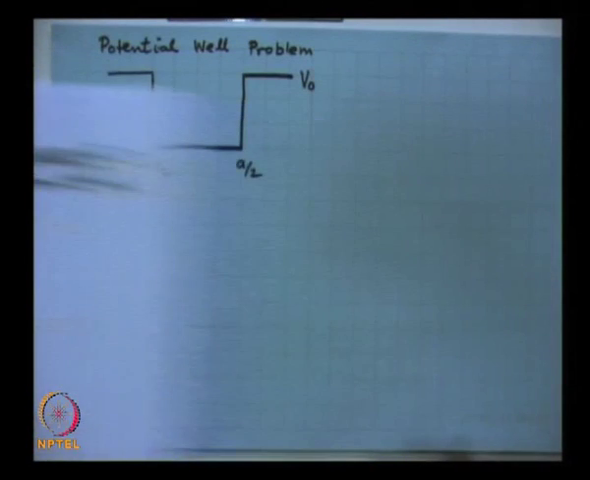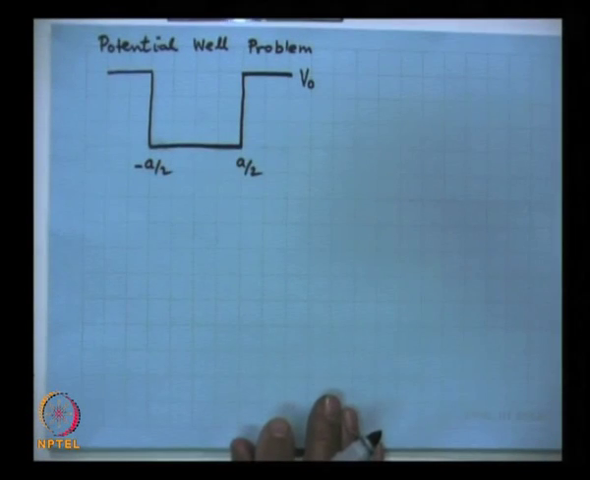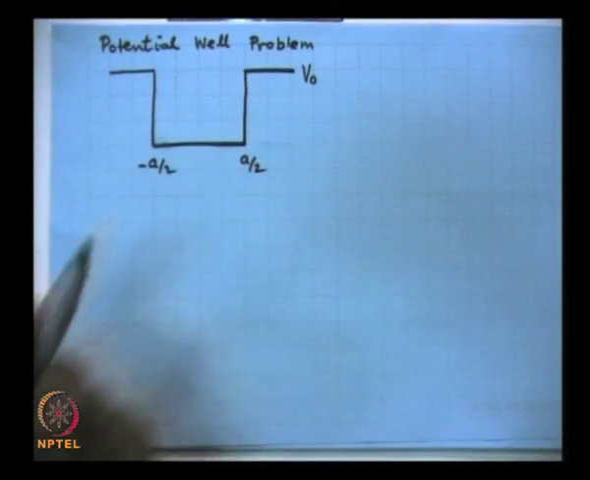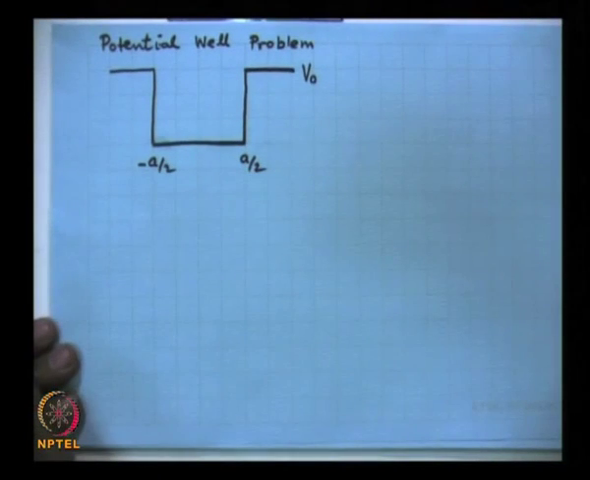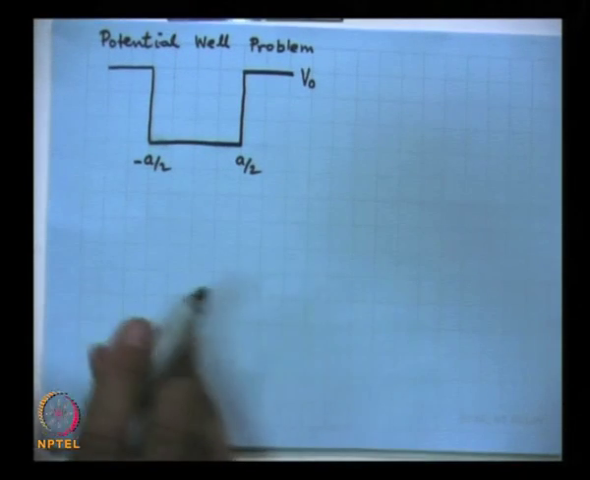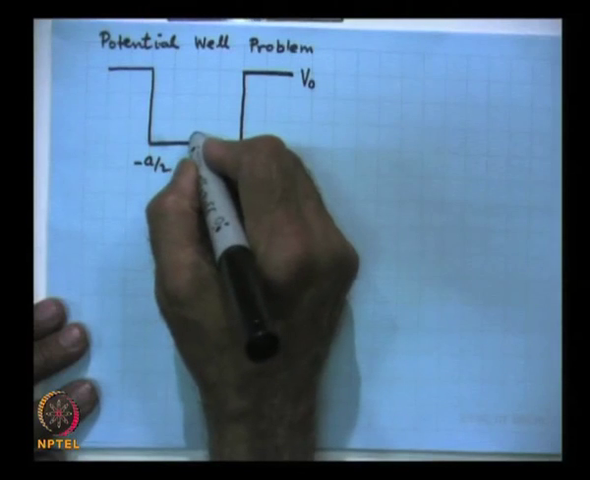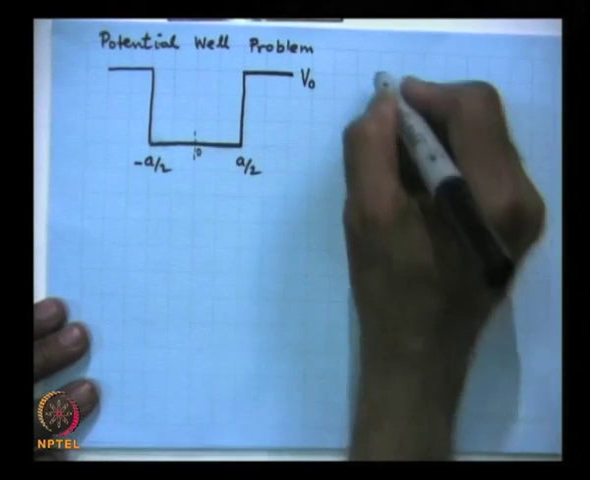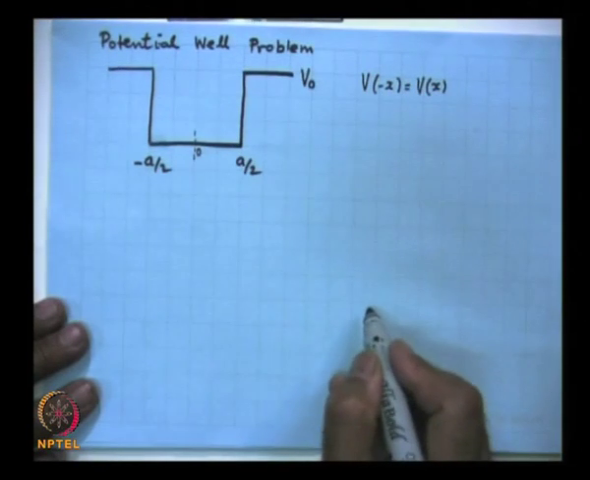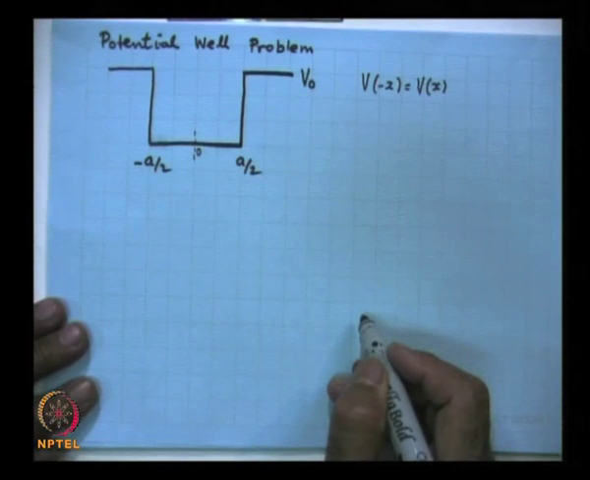So, let us start with the one dimensional potential well problem, in which the potential is 0 between minus a by 2 and plus a by 2 and V0 outside. So, the particle is confined in this well, and we had solved the Schrodinger equation. This is the origin. Since V of minus x is equal to V of x, the potential is symmetric. So, the wave functions are either symmetric or anti-symmetric.